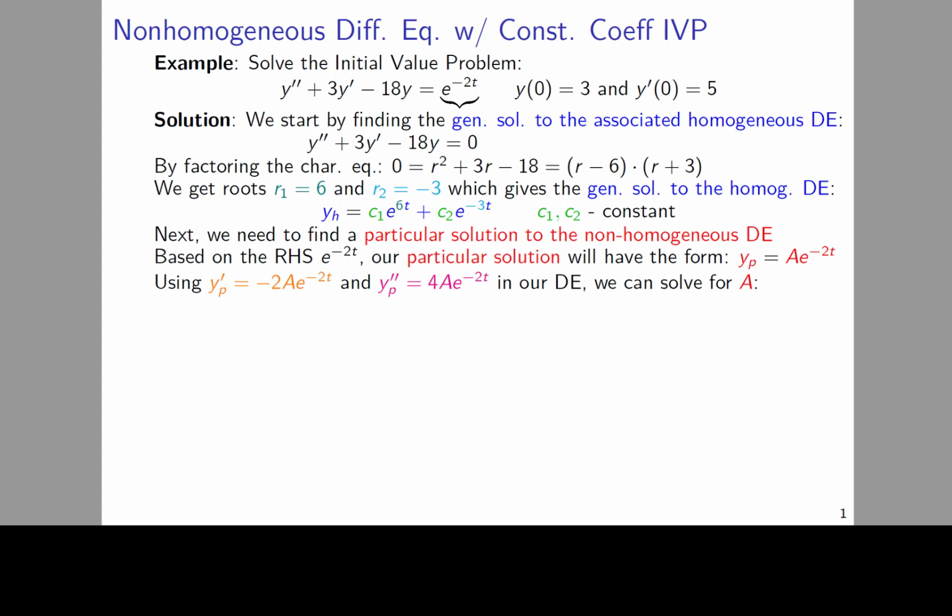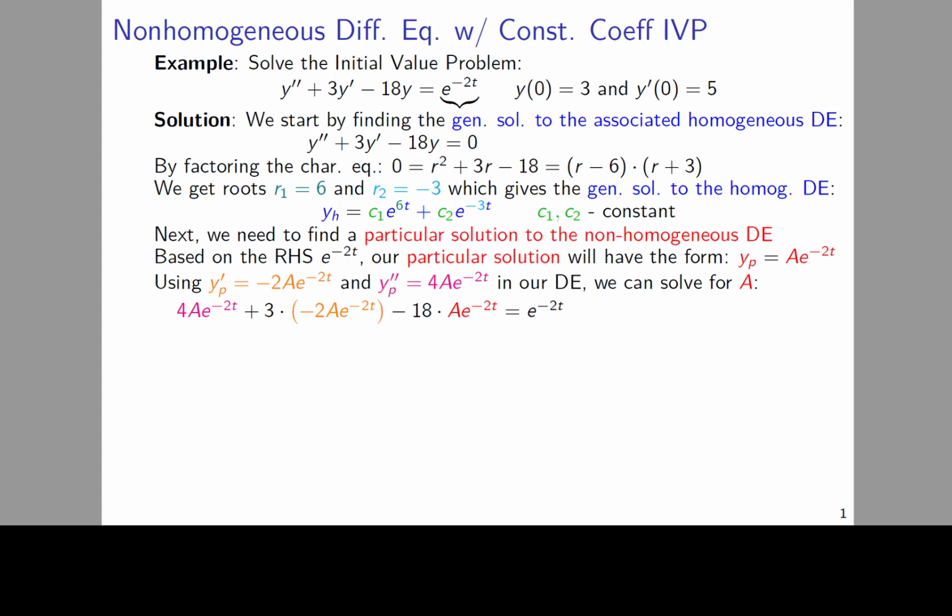In inputting this into our differential equation, we can solve for a. We get 4a e^(-2t), which is y_p'', plus 3 times y_p', which is 3 times -2a e^(-2t), minus 18 times y, which is a e^(-2t). And this all must be equal to the right-hand side of our differential equation, which is e^(-2t).